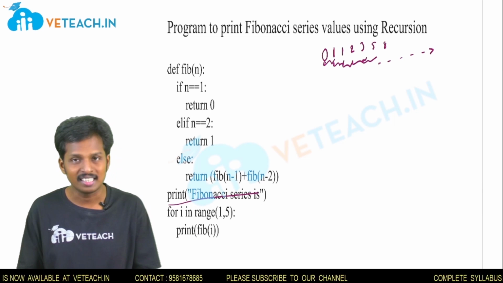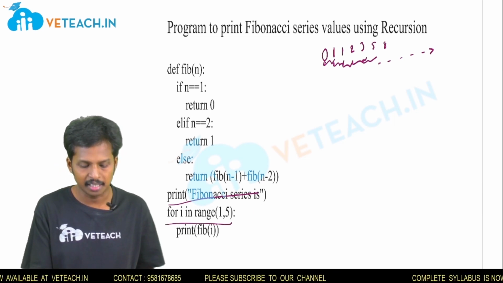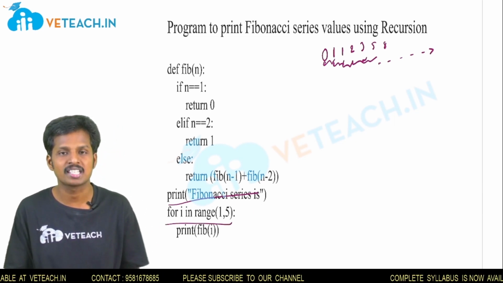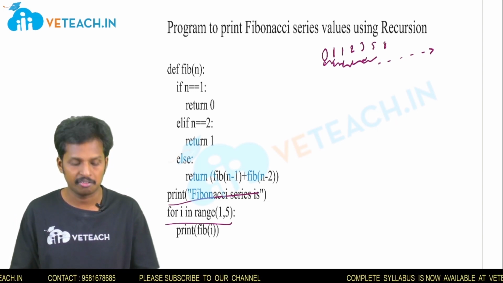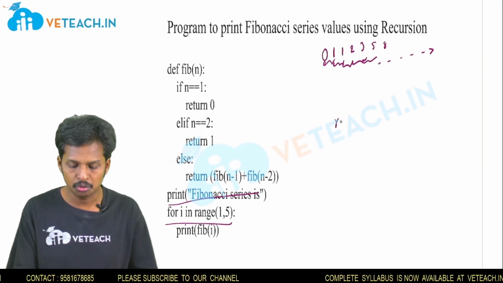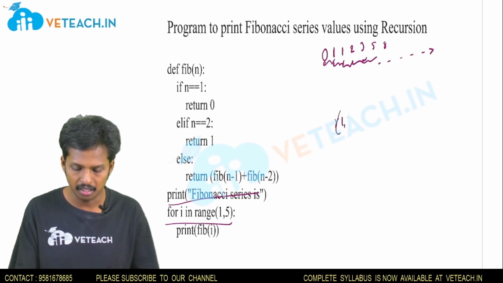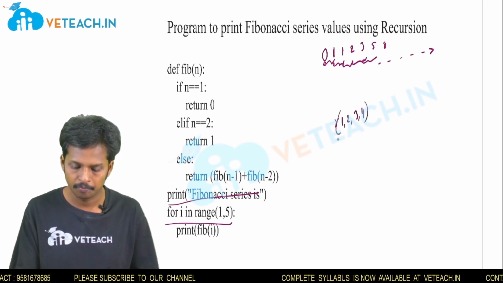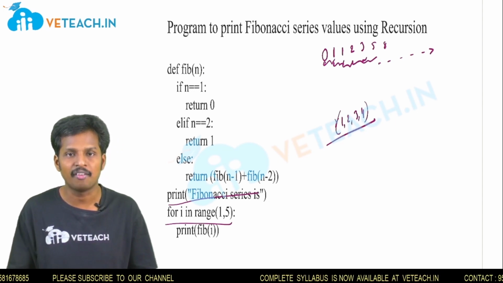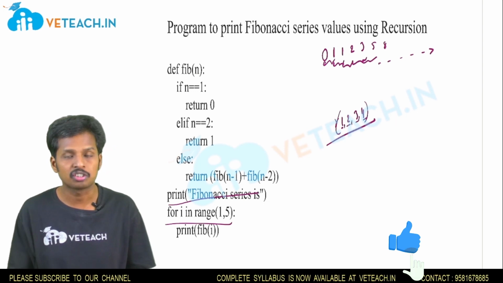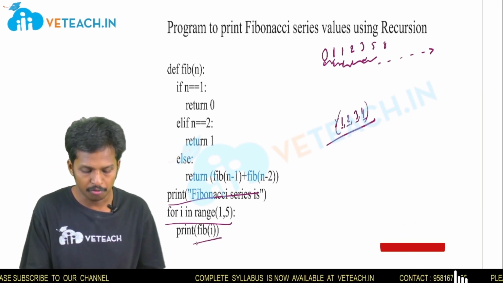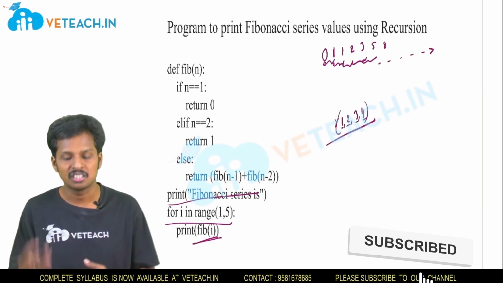To print the Fibonacci series, I am writing a for statement to print the values present in the Fibonacci sequence with the range function, range of 1 comma 5. In range of 1 comma 5, it's going to call the values 1, 2, 3 and 4. Means it's going to print the values present in the sequence: first term, second term, third term and fourth term present in the sequence. Print fib of i. Every time the i value gets changed.